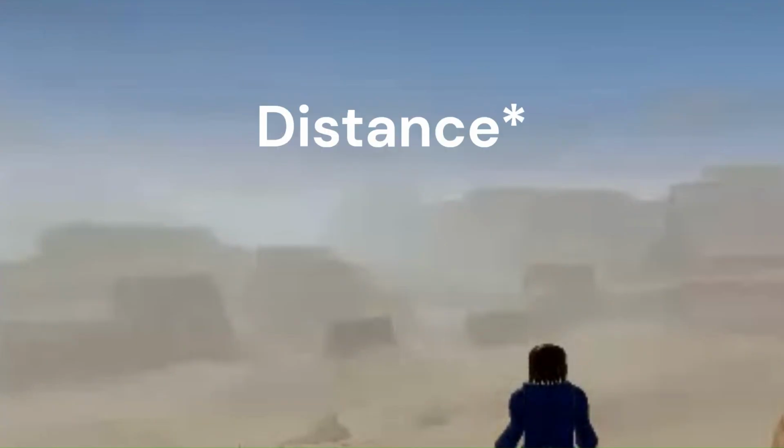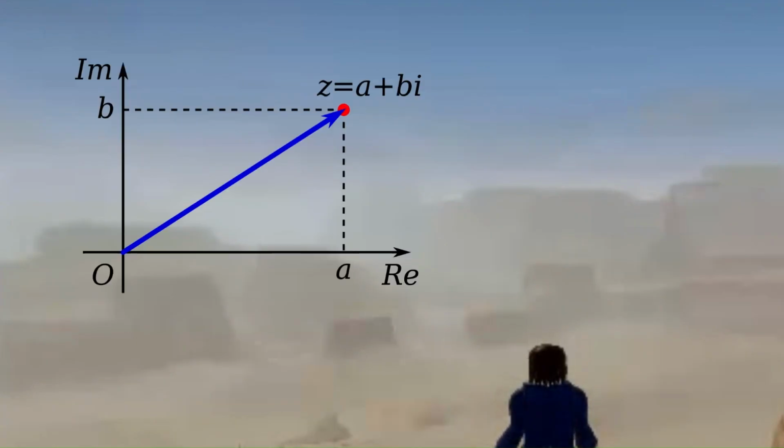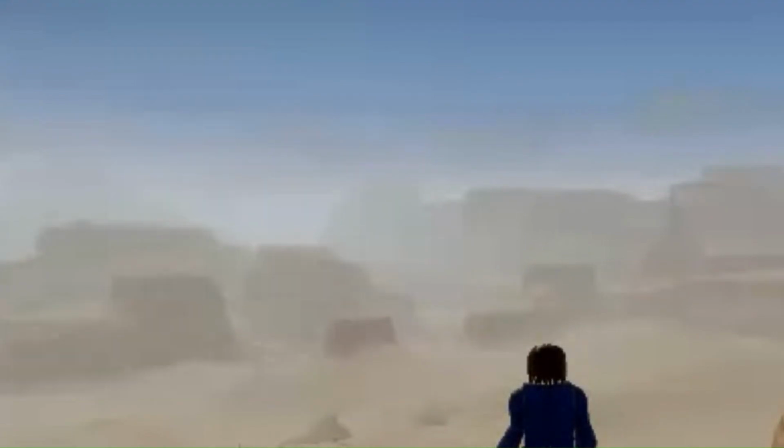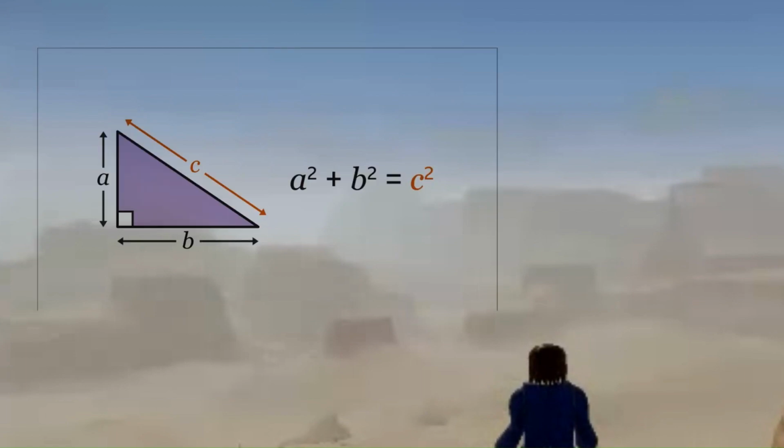What does it mean to find the distance between complex numbers? Well, using a complex plane, we can represent complex numbers using points on the plane. The length between two complex numbers is the distance. But how do we find that distance? We can find the distance using Pythagoras' theorem.